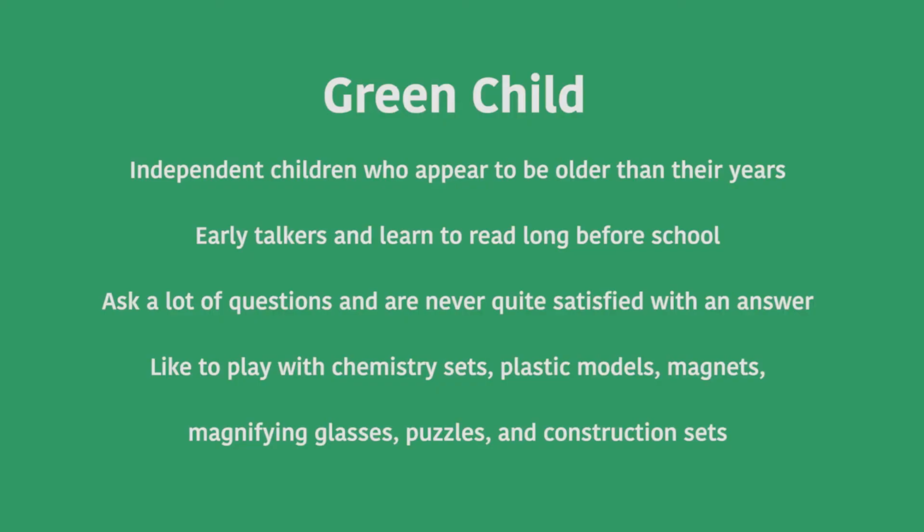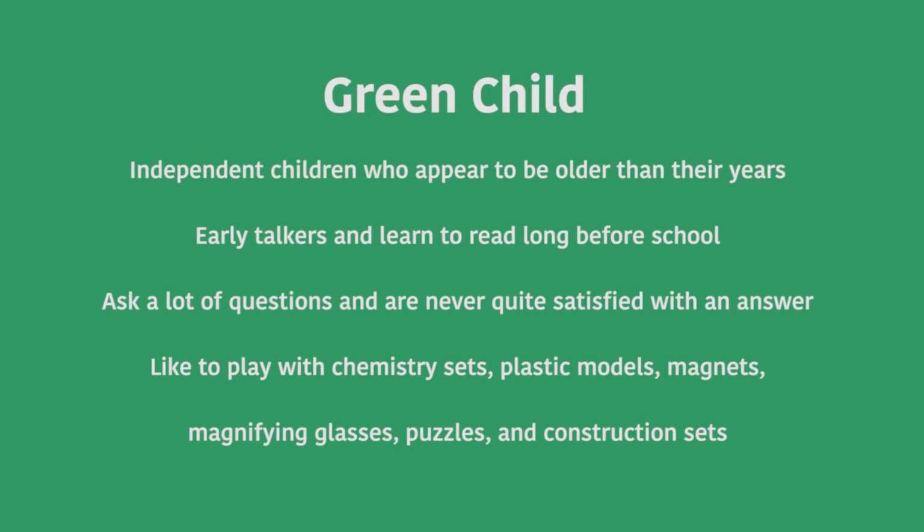Okay, the green child. Greens are independent children who appear to be older than their years. They're normally early talkers and learn to read long before they start school. They ask a lot of questions. They're never quite satisfied with an answer unless they can experience it for themselves.